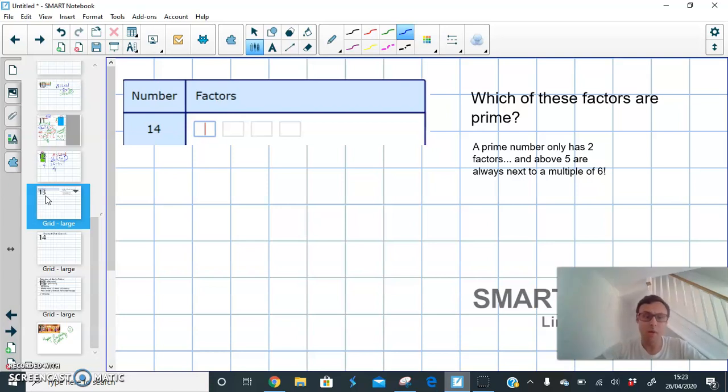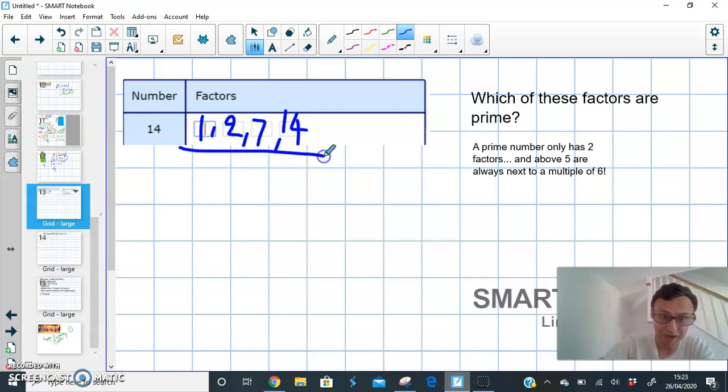Now, some of you then have got some revisiting of factors. Remember, factors goes like this. 1 times by 14 makes 14. 2 times by 7 makes 14. So my factors of 14 are 1, 2, 7 and 14. It has 4 factors.